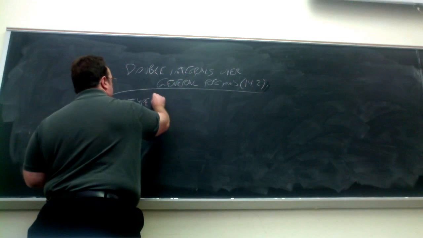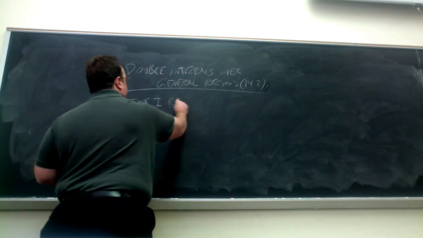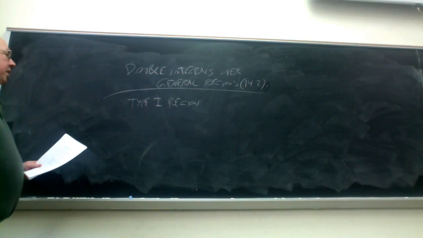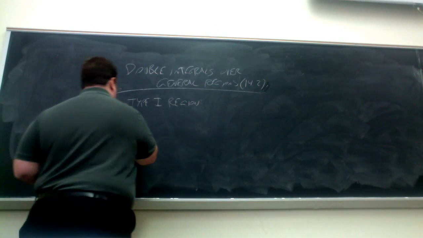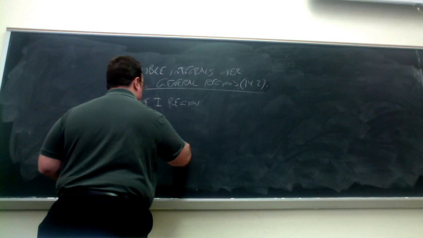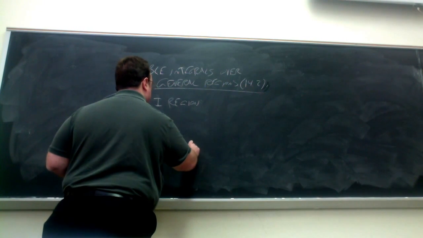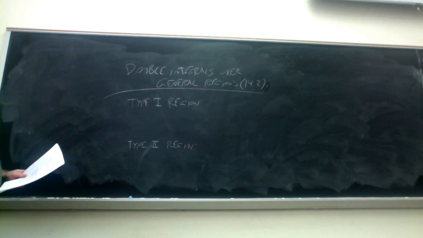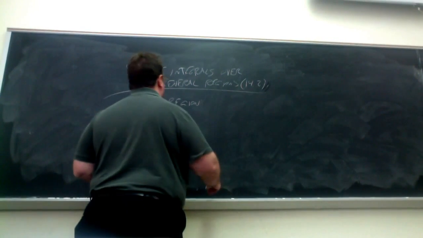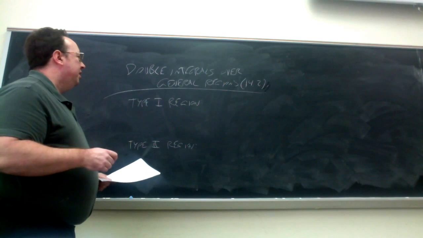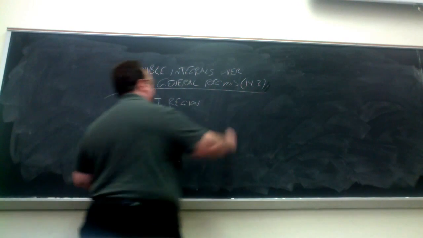It's common in double integrals to describe certain regions as being of type 1 or type 2. I guess whether we use Roman numerals or not depends on the textbook, and whether we say type 1 or type 2 depends on how you're able to describe the region.